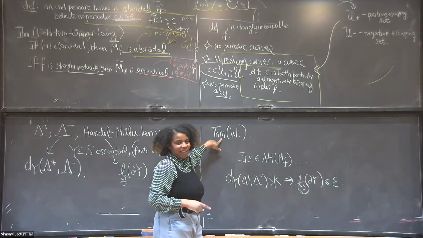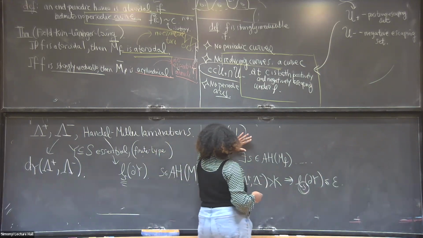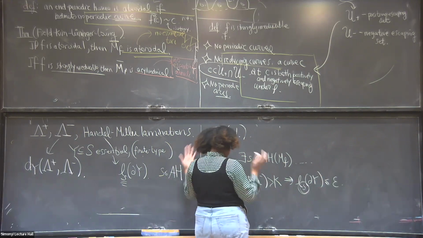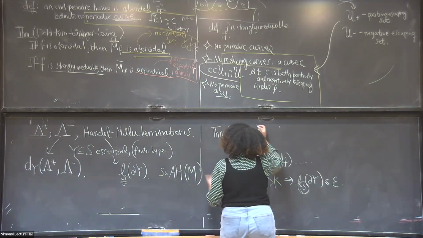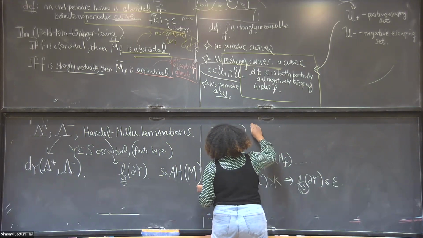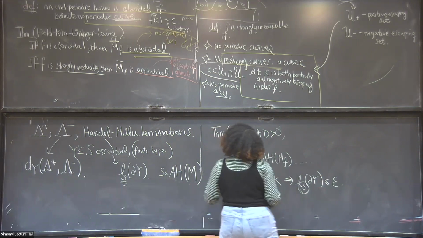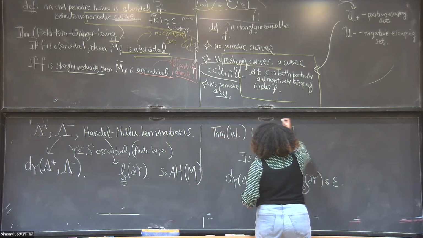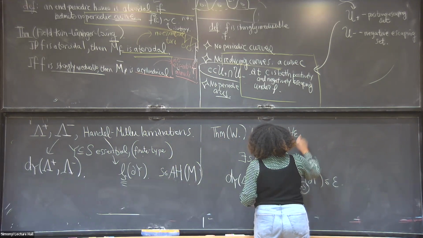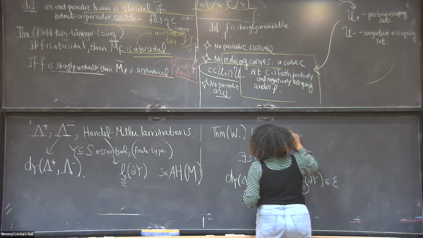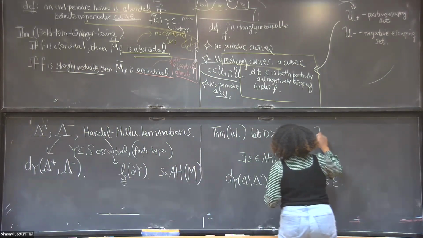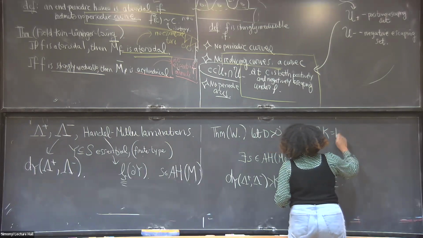Let me try to do theorem A. So theorem A, let's quantify carefully. Let's say you give me a D, and you give me epsilon. And I can find you a K. It depends on D and epsilon.